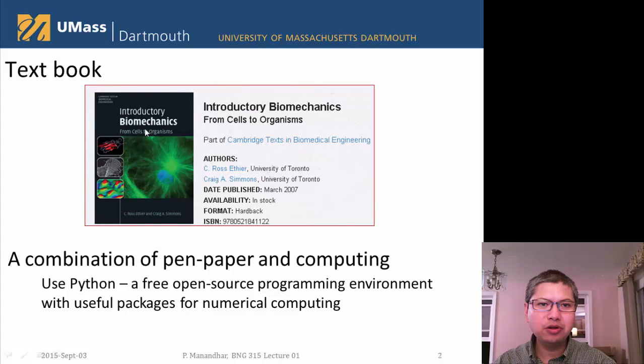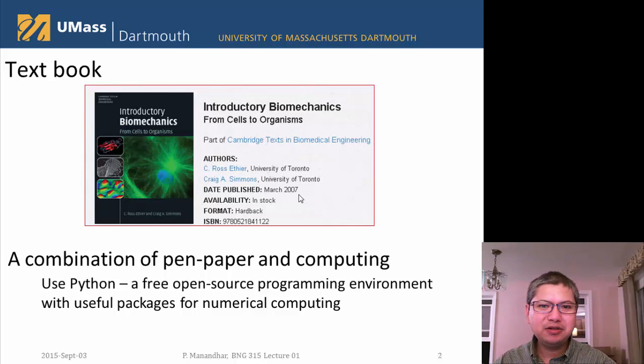This is the book we'll be following, Introductory Biomechanics from Cells to Organisms by Ethier and Simmons. It's a very good book. But what I'll be doing is selecting portions of it, mostly the mechanics related portions, and I will try to gloss over the anatomy and physiology related portions, because that will be covered, for example, in the anatomy and physiology class that many of you are taking concurrently.